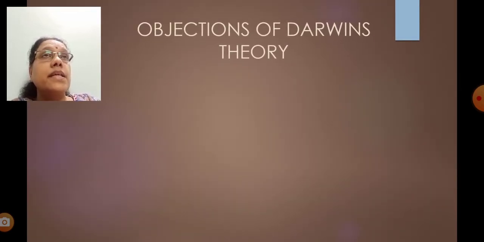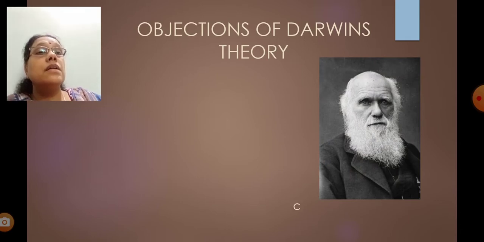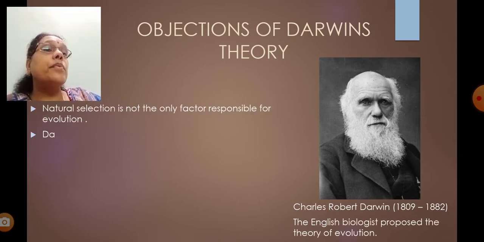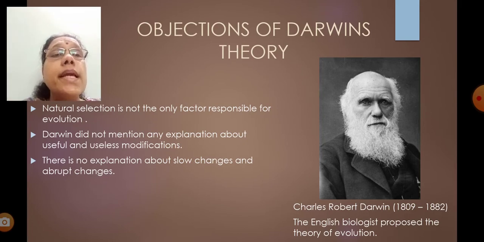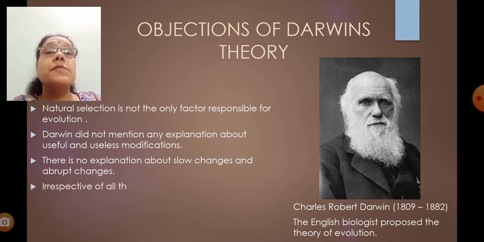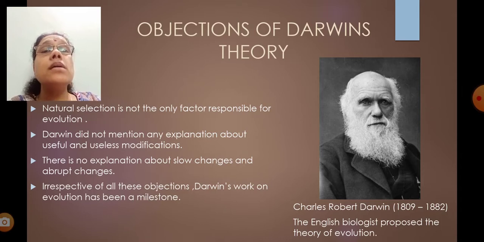Still, in this theory, some objections are also there. What are the objections? He is the biologist Charles Robert Darwin. The English biologist proposed the theory of evolution. Natural selection is not the only factor responsible for evolution. Darwin did not mention any explanation about useful and useless modifications. There is no explanation about slow changes and abrupt changes. Irrespective of all these objections, Darwin's work on evolution has been a milestone. Even though the objections are there, it is a milestone in the history of the study of evolution.